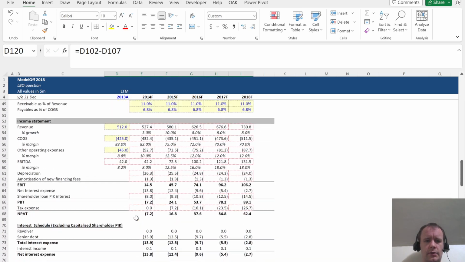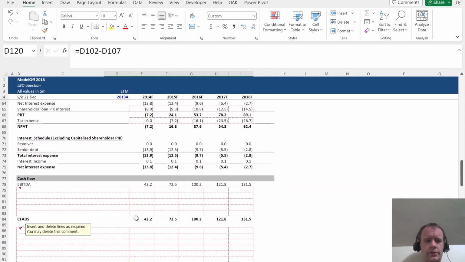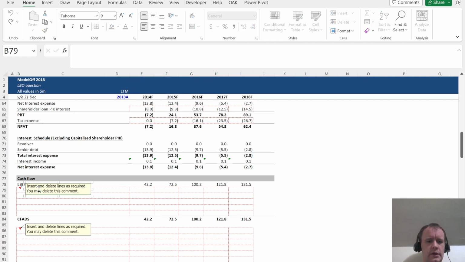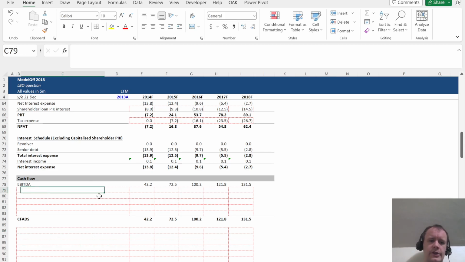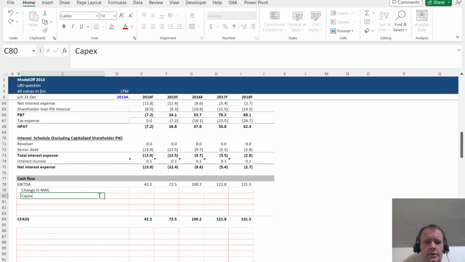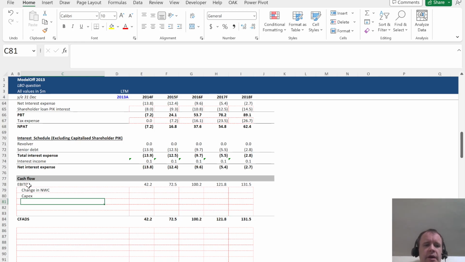So now I think we're ready to start venturing into the cash flow statement. So let me just get rid of these comments. So what are my non-cash items other than debt? I'm going to have change in net working capital. I'm going to have CapEx. We're starting from EBITDA, so I do not need to back out the non-cash interest. I do not need to back out the depreciation.